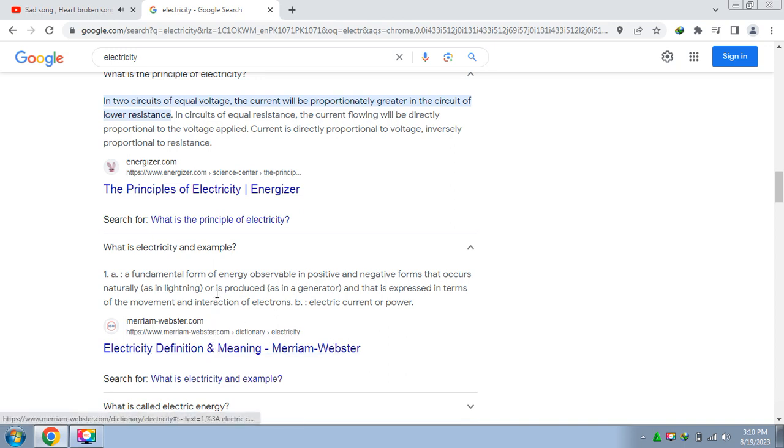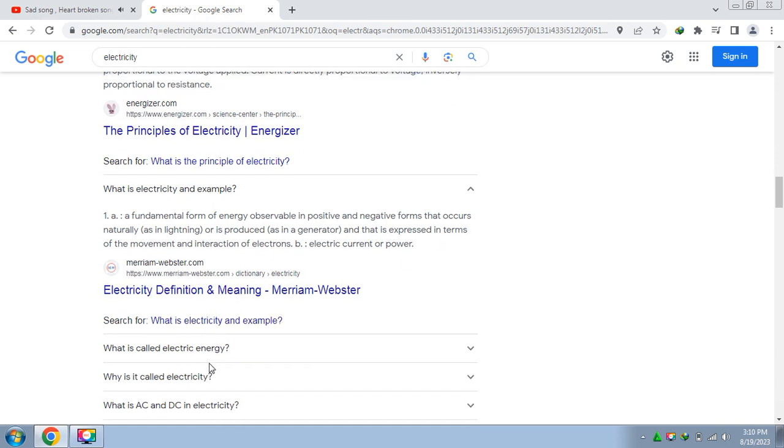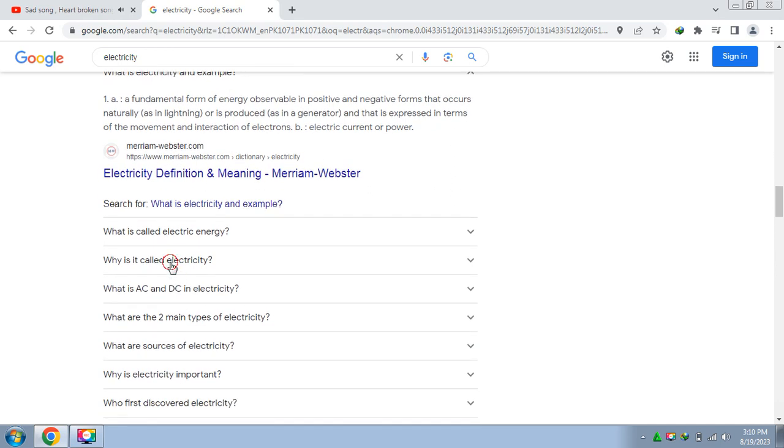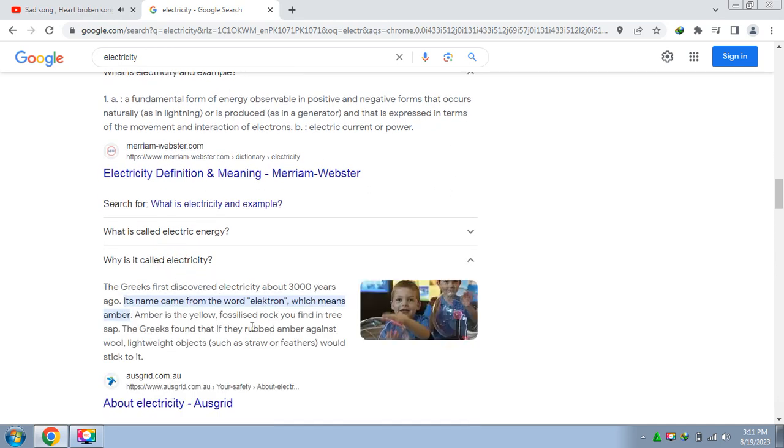Our another question is: what are the principles of electricity? The two circuits of equal voltage, the current in the circuit with lower resistance is proportionally greater than in the circuit of higher resistance. That is the principle of electricity. And our another question: why is it called electricity?